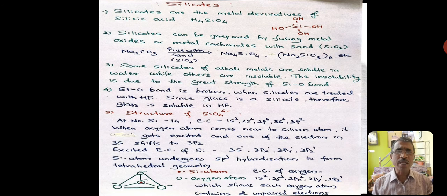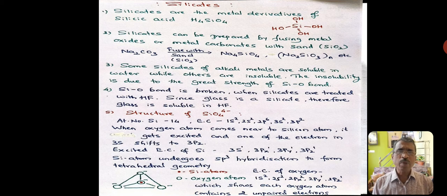Now let us study what would be the structure of SiO4 4-. In the silicate ion, the central atom is silicon, its atomic number is 14 and electronic configuration is 1s2, 2s2, 2p6, 3s2, 3p2. This shows that the silicon atom contains 4 electrons in the valence shell. Out of the 4, 2 are present in 3s and 2 unpaired are present in 3px and 3py.